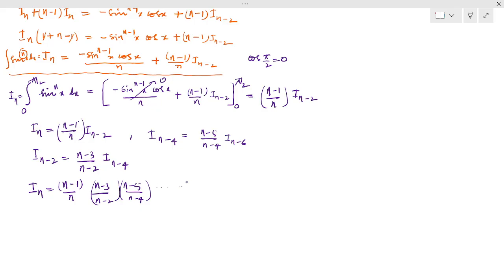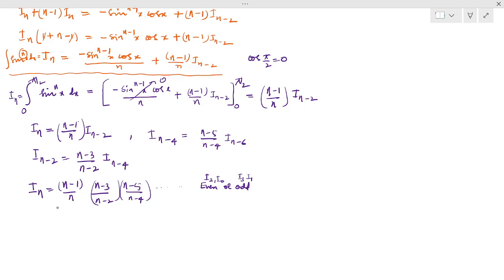It ends with either an even number or an odd number. That is, it ends with I2, I0, meaning even, or ends with I3, I1. Okay, look at this.